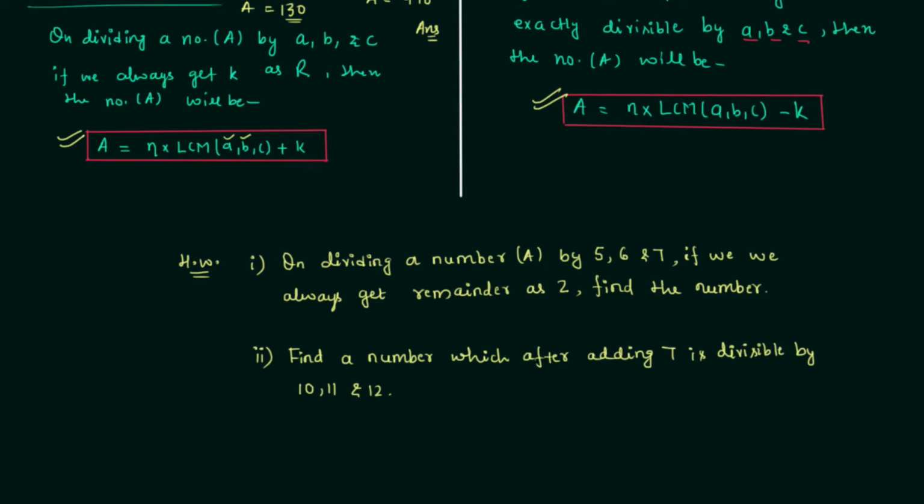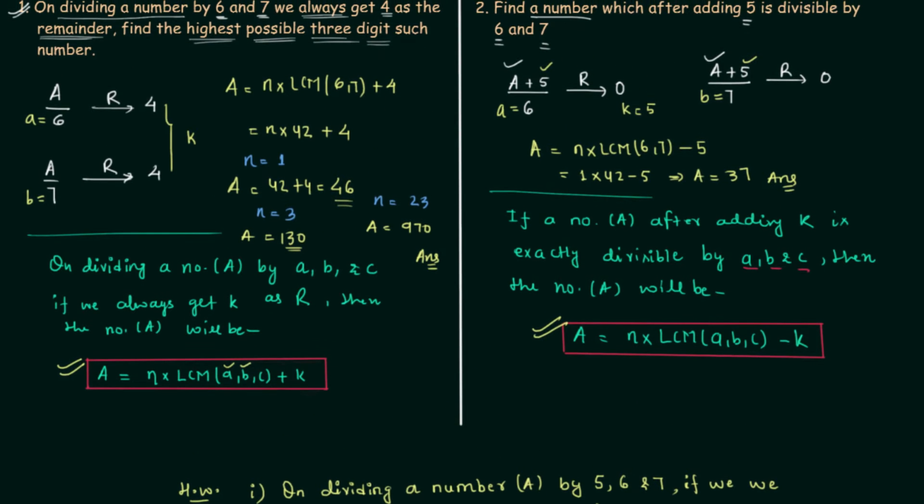Once you have your answers, post them in the comment section. There is one point regarding question number 2. Here n is equal to 1. If you take n equal to 2, you will have a different value of number A, and that answer is also correct. So you have to choose the value of n depending on the options given in front of you.